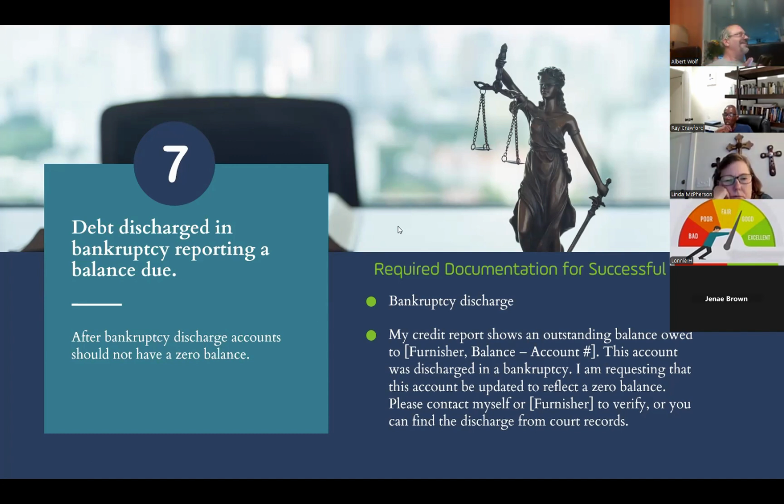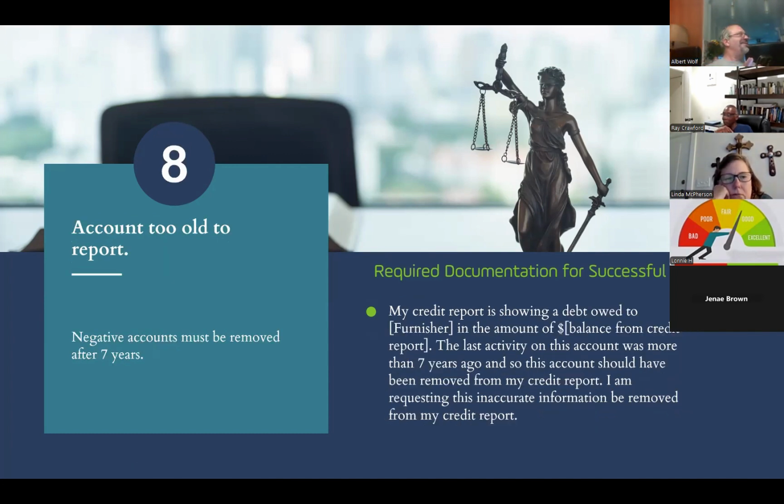So, an account on the report. There's a 7-year statute of limitations on negative accounts. Positive accounts don't fall into this, so you don't worry about those. You leave those on the credit report always. Those do not fall off, and you don't want them to, because that shows your credit.